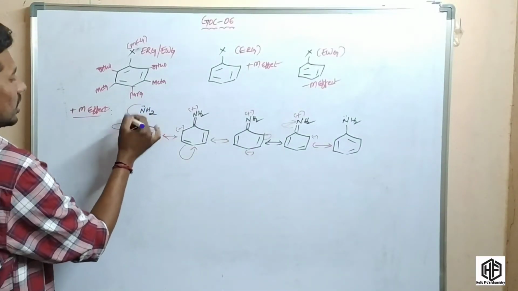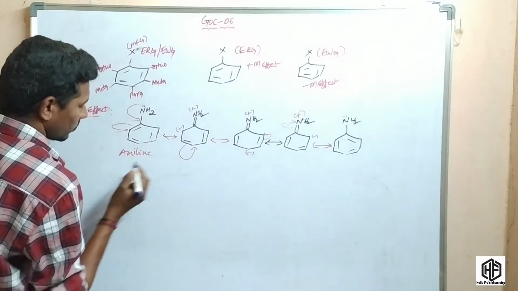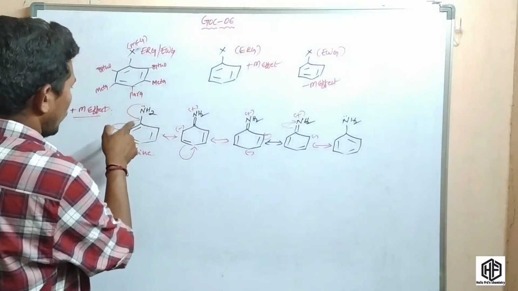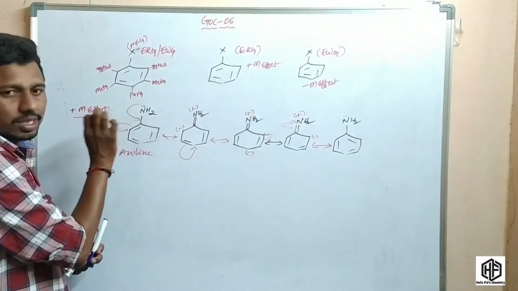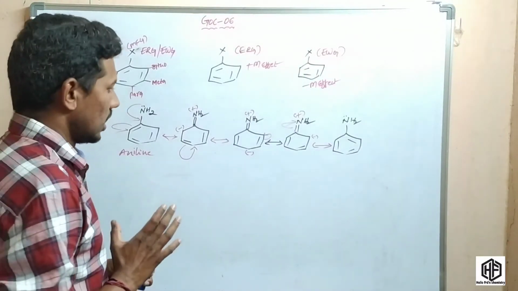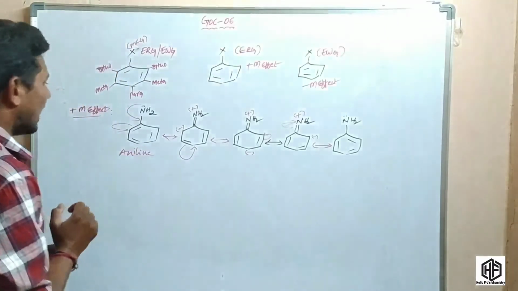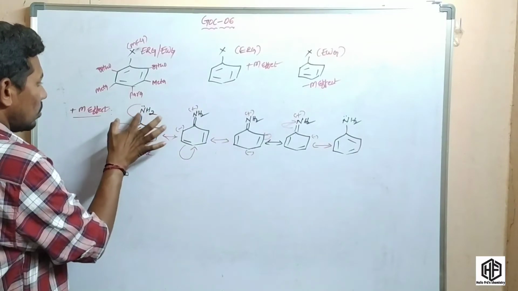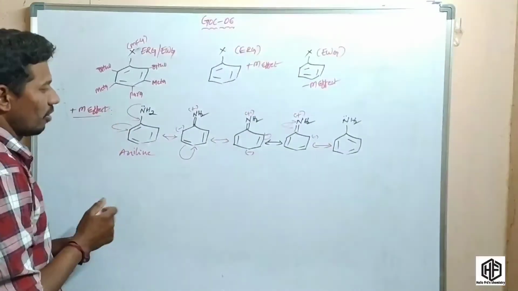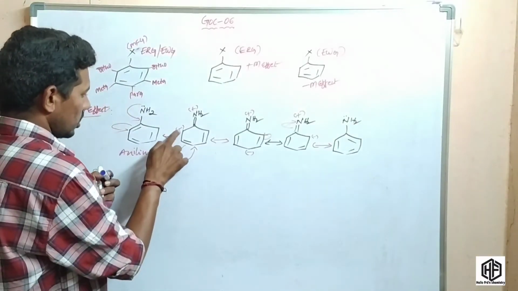Here NH2, the amine group. The simple name of this compound is aniline. This is aniline, and aniline shows a plus M effect. The lone pair of electrons will be donated to the resonating structures of benzene. Here, what we can observe is especially at the ortho positions and para positions. When an electron releasing group is connected with the benzene ring, it is donating its lone pair of electrons. Ortho position and para position, this is the ortho position.